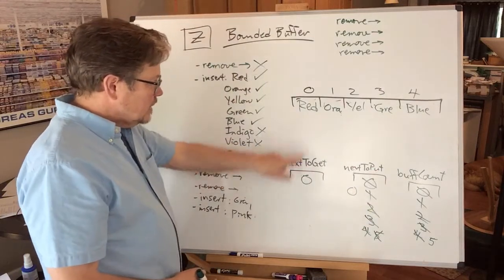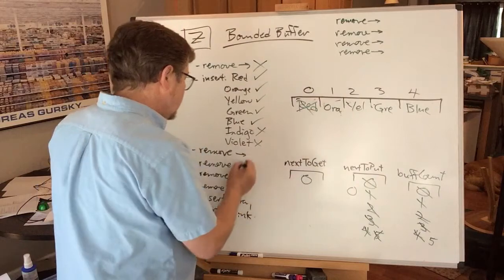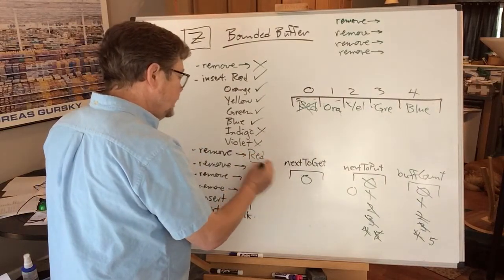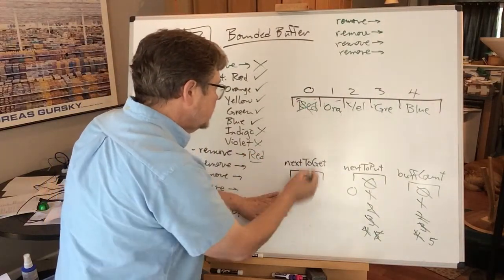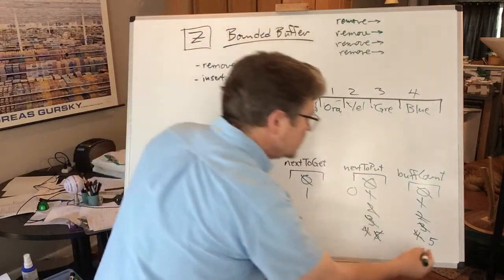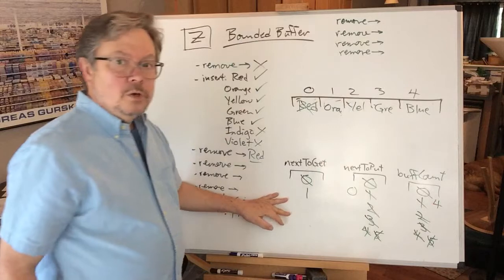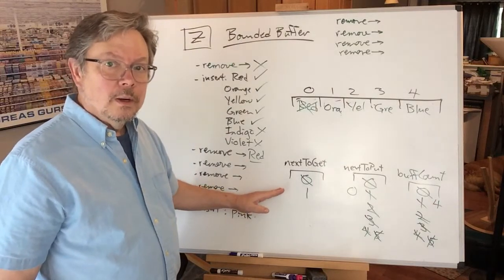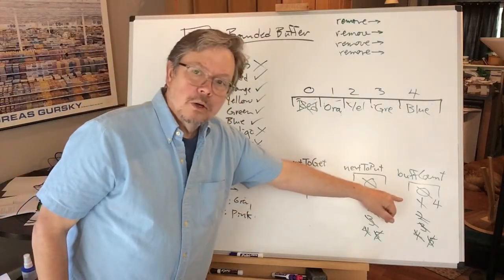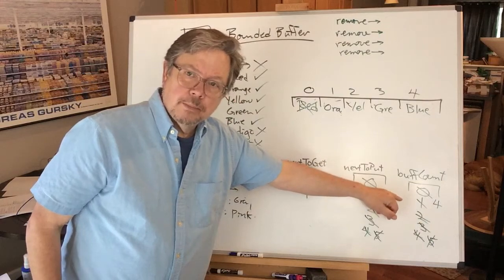The next to get comes from slot 0. We get red. Send red back. But before we do that, next to get needs to bump up to 1. And look what happens to buff count. Buff count goes down to 4. No wraparound. This is either going to go up by 1 or down by 1 for a successful operation.